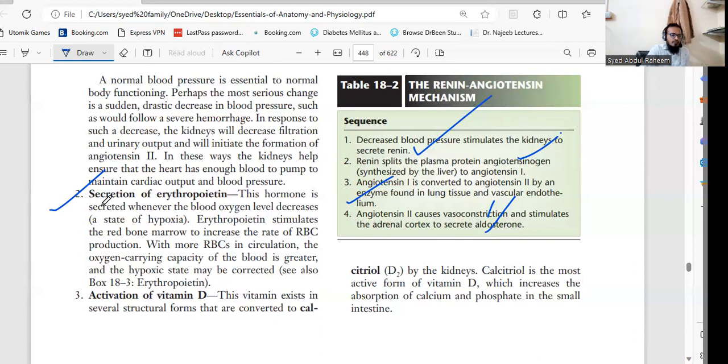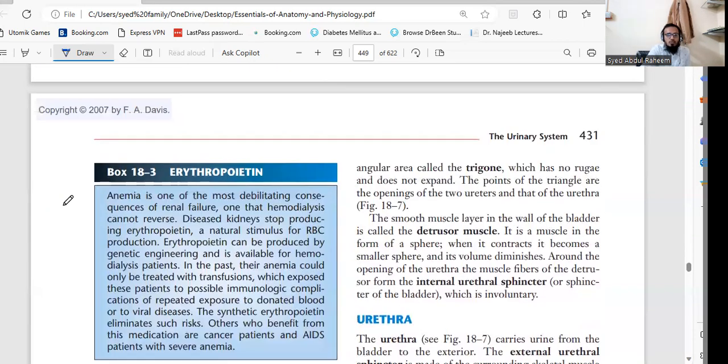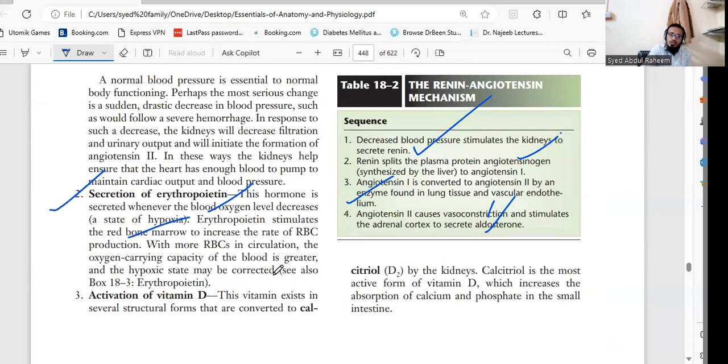And another function: the kidney secretes erythropoietin. Erythropoietin is a stimulator to produce blood cells. This hormone is secreted whenever the blood oxygen level decreases. Erythropoietin stimulates the red bone marrow to increase the rate of RBC production. With more RBCs in circulation, the oxygen-carrying capacity of the blood is greater and the hypoxic state may be corrected. Erythropoietin is very important. It will stimulate the red bone marrow to produce more RBCs.